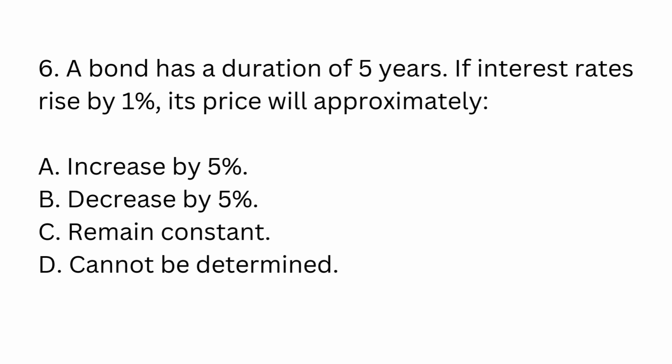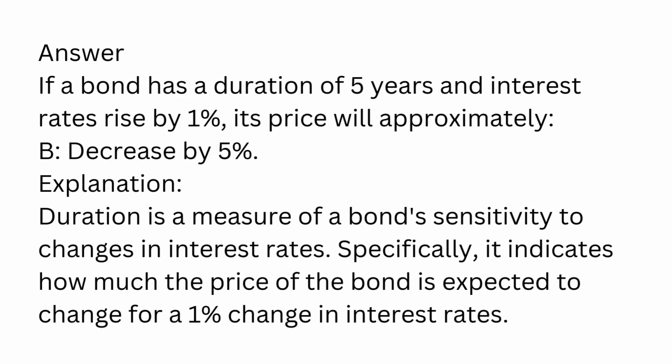6. A bond has a duration of 5 years. If interest rates rise by 1%, its price will approximately A. Increase by 5%, B. Decrease by 5%, C. Remain constant. D. Cannot be determined. Answer. If a bond has a duration of 5 years and interest rates rise by 1%, its price will approximately B. Decrease by 5%. Explanation.